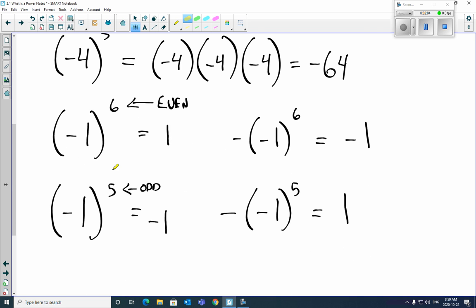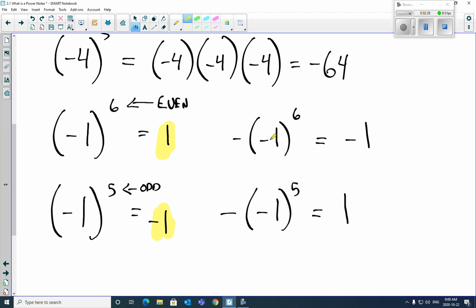Now, let's look at this one here. -1 to the 6: that exponent is even, so you're always going to get a positive number. -1 to the 5: that 5 is odd, so you're going to end up with a negative number. For instance, if I gave you -1 to the 3,000, that's an even exponent, so it'd be +1.